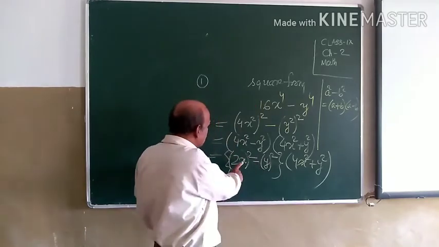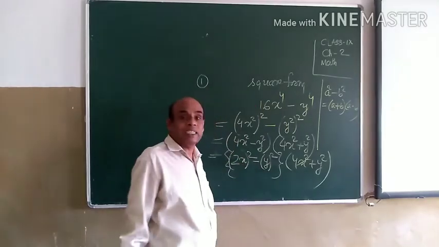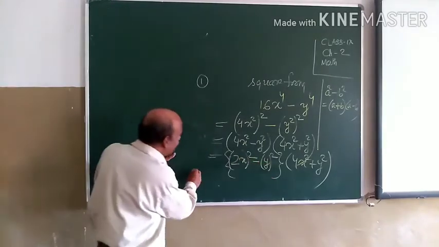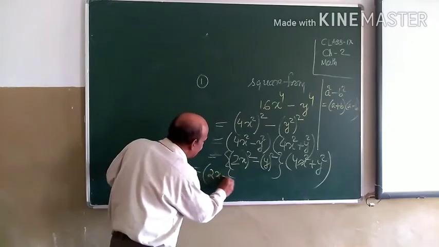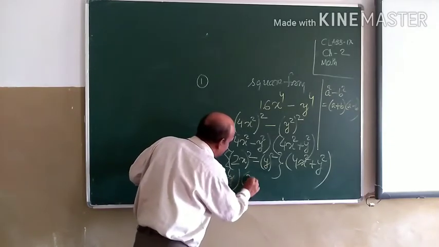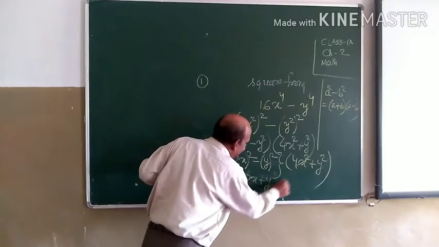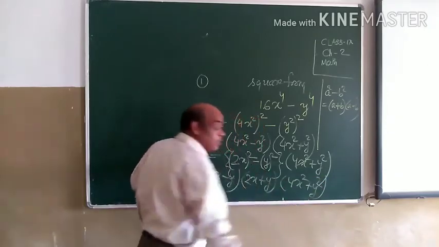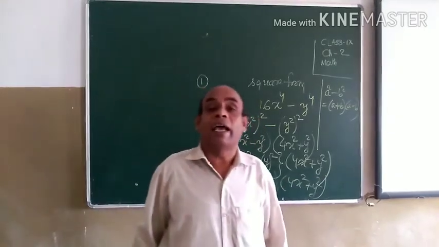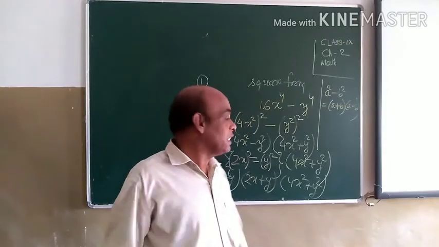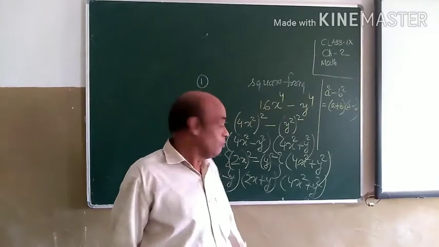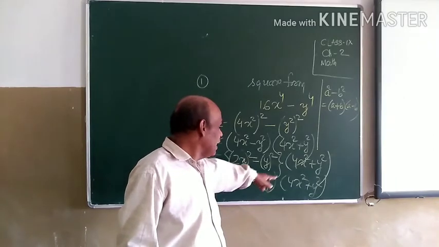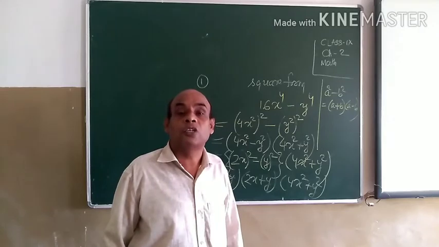So now you follow this: 2x, suppose you will take a. So a square minus b square, so you will write (a minus b) (a plus b): 2x minus y into 2x plus y into 4x square plus y square. So this will be the final answer, because further we cannot factorize, because already we got 2x minus y into 2x plus y whole into 4x square plus y square.